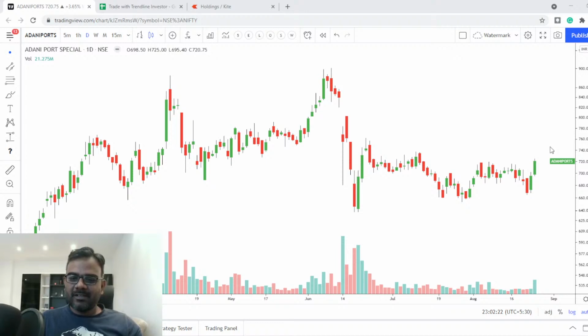Suman is asking a very good question. Why are angular supports and resistance like trendline way more perfect than horizontal one? I would disagree to that. In fact, horizontal support and resistance are much more reliable than trendline.